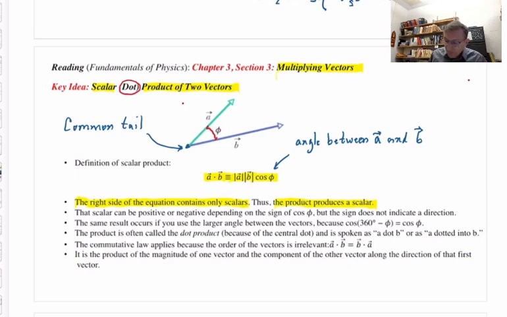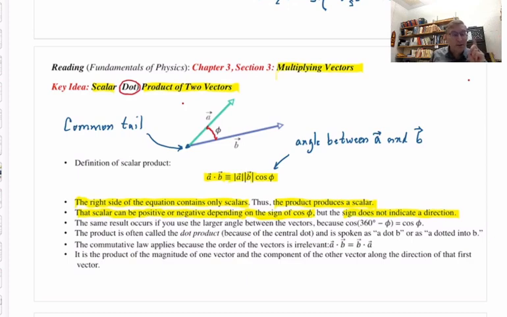Now, that scalar could be a positive number, could be a negative number, it could even equal 0. It depends on the sign of cosine phi. But please note that that sign does not indicate a direction. The outcome of this is a scalar. Scalar doesn't have a direction. So whether A dot B, the scalar product of A and B, is a positive number, a negative number, or maybe even equal to 0, all depends upon that cosine phi part. Is cosine phi positive? Is cosine phi negative? Or is cosine phi equal to 0?